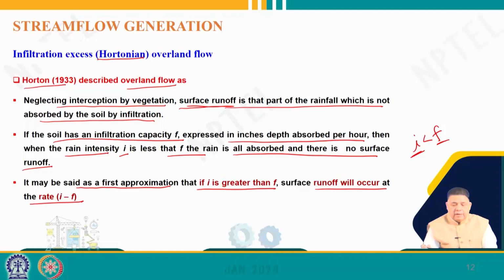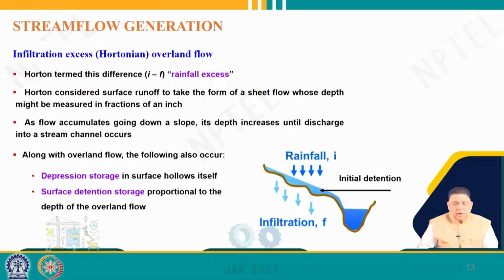So that is important, that is neglecting interception by vegetation. To a certain extent we can also say that it is rainfall intensity minus initial abstractions. Now, Horton termed this difference, I minus F, as rainfall excess, or we have also termed this earlier as effective rainfall. So, either effective rainfall or rainfall excess.